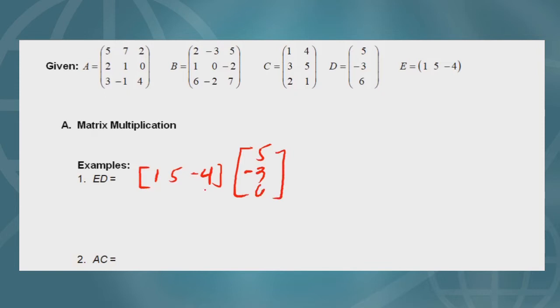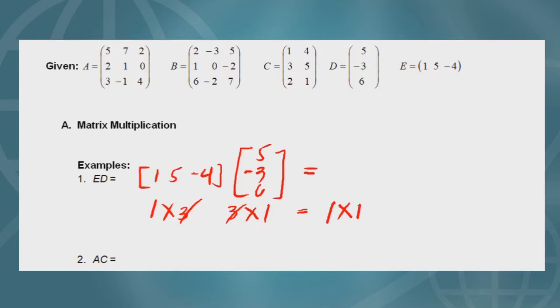Is this compatible to be multiplied? What we need to do is determine their dimensions. Matrix E has a dimension of 1 by 3. Matrix D has a dimension of 3 by 1. Compare the column dimension of the first matrix to the row dimension of the second matrix. They are the same, so you can cancel. The final matrix answer should be 1 by 1. So it is possible to be multiplied. Let's multiply now. So, 1 by 1 answer.